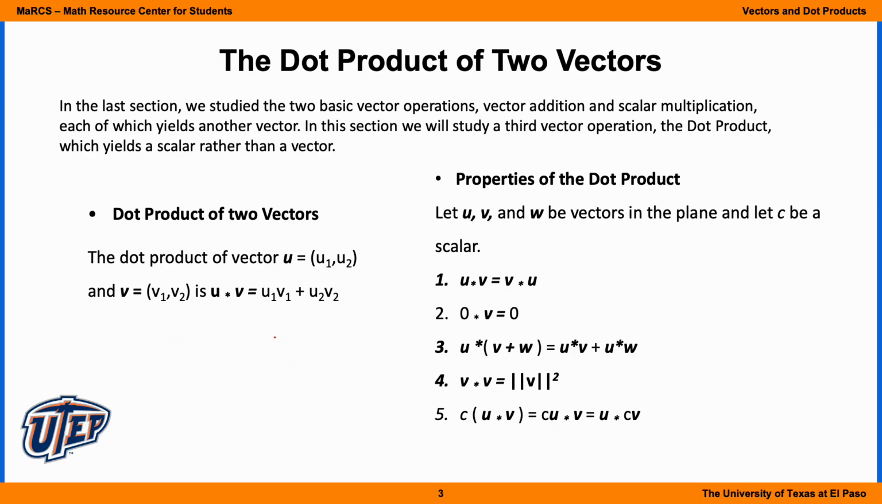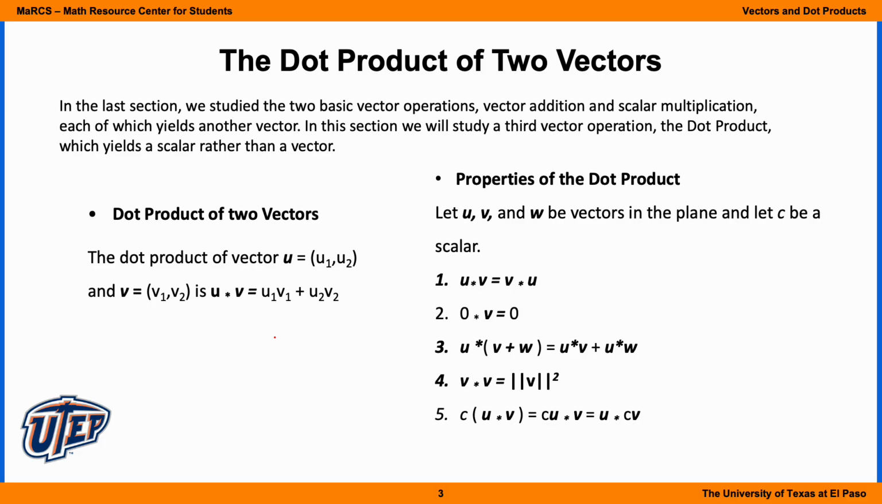So now we have some properties of the dot product. If we let u, v, and w be vectors in the plane and we let c be a scalar, then the following properties will hold. For the first one, we have u dot v is equal to v dot u. So that is the commutative property. For the second one, we have 0 dot v is equal to 0. So we have a vector with all 0 components dot v is equal to 0. So that's analogous to the 0 property of multiplication.